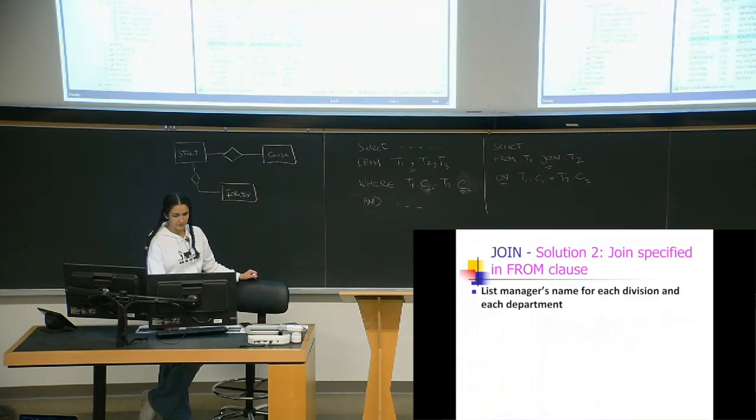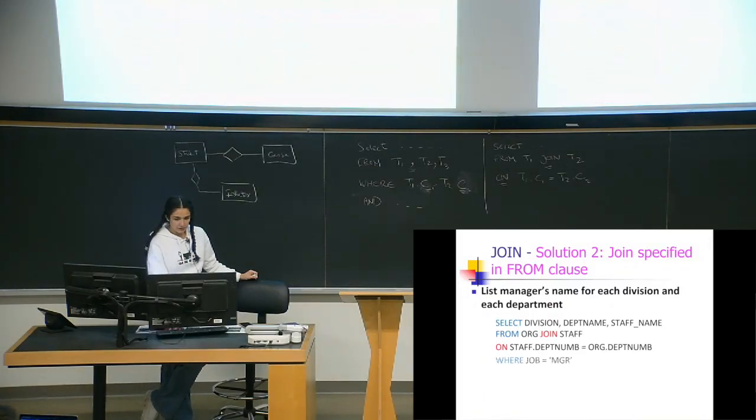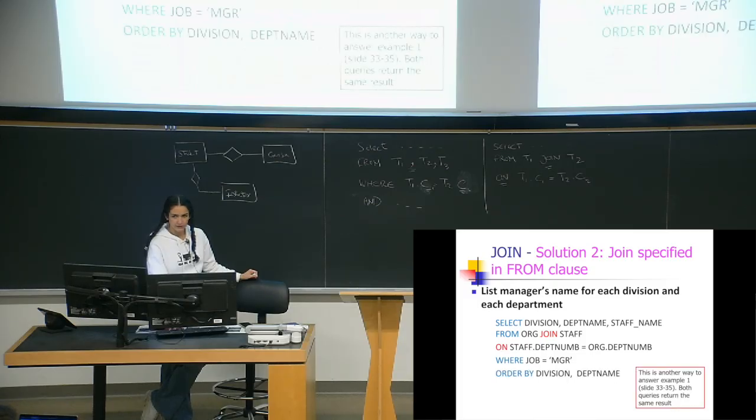Just to save time, I'm skipping this because we already explained this before. And I think I already explained this example, right? Yeah, this manager's name for each division and each department. Because we need division information, we need to access data from more than one table, because division was in the organization table. So we know that we have to connect a staff with organization, or join them.